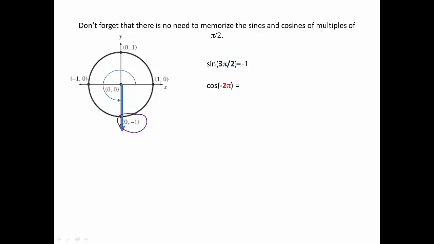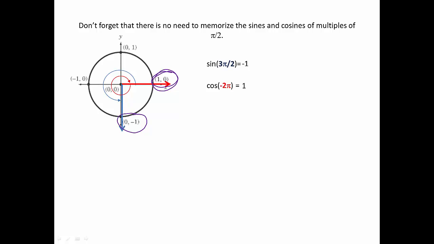Let's do another one. What about cosine of negative 2 pi? Well, remember, negative is in the clockwise direction. So there's my angle, negative 2 pi. And its terminal point is this guy right here, the 1, 0. Now cosine is the x value. And so, of course, cosine of negative 2 pi is 1. Zero memorization. It's all in the picture.